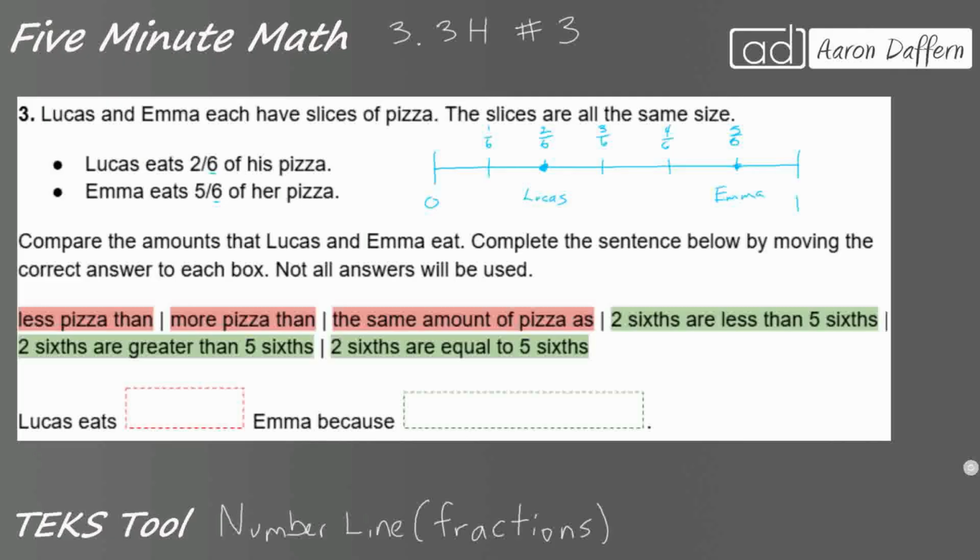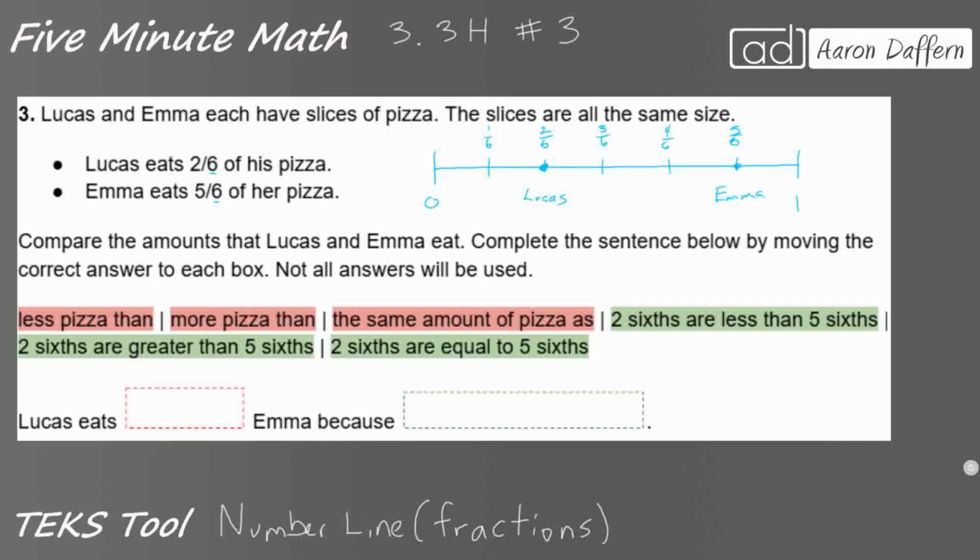And what we need to do now is compare what they have here. Now, before we get into the words, this is pretty easy to compare because they're both eating sixths. Lucas eats 2 pieces of his pizza, so 2/6. Emma is going to eat 5 pieces, or 5/6. And so you can see the farther away from zero you are, the greater your amount, and Emma is much farther away from zero. So 5/6 is going to be greater than 2/6.